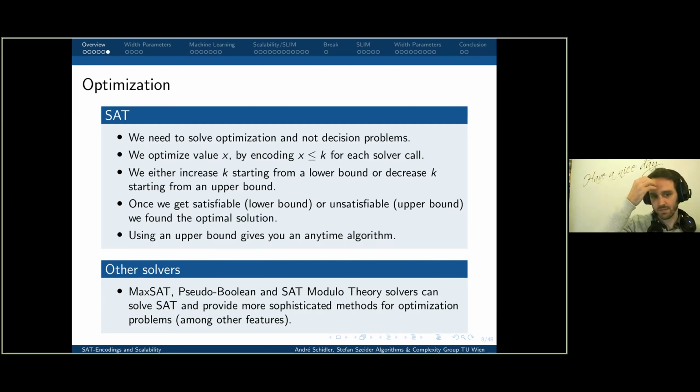So there are other solver types that you may use: max-SAT solvers, pseudo-Boolean solvers, and SMT solvers. And they can all solve SAT and a little bit more. They usually give you more sophisticated methods to go about optimizing and getting the optimal value. They also have a lot of other features, but in this context, we use them mainly for better reasoning about optimization. Since they all solve SAT, and for us it's just the optimization part that differs, I will refer to them during the rest of this talk just as SAT solvers. Again, when I say SAT solver, it's SAT, max-SAT, pseudo-Boolean solvers, and SMT solvers.